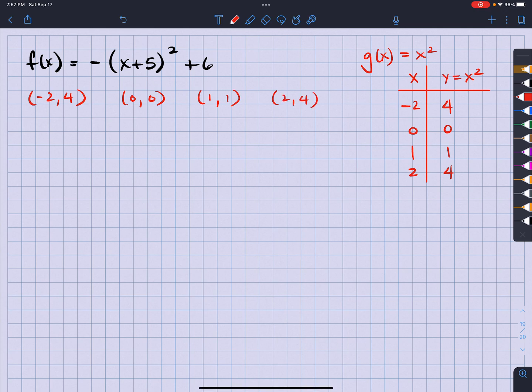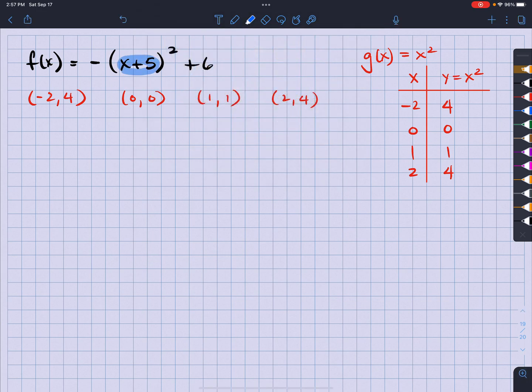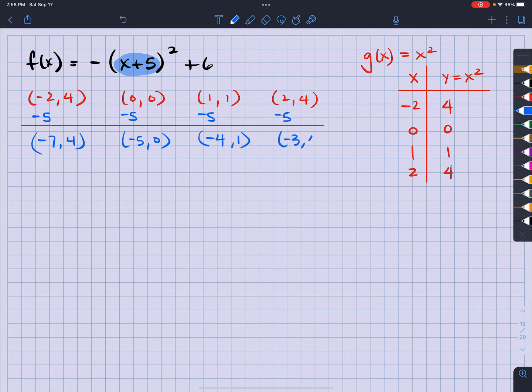Okay, so what is the first thing that needs to be done here? Well, order of operation tells me that I should do inside the parentheses first. So let's go and do that. And what is that telling me? Inside the parentheses, everything is backwards. So instead of adding 5, I have to subtract 5 from x. So I'm going to subtract 5 from x. And nothing changes on the y. So I have -7, 4, -5, 0, -4, 1, and -3, 4.